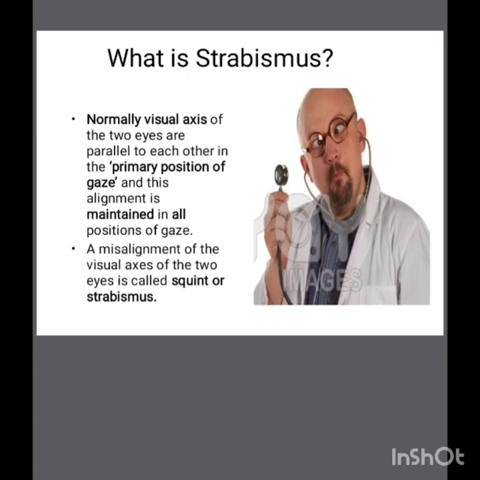So what is strabismus? Normally, the two visual axes of the two eyes are parallel to each other in primary position and other positions of gaze, but a misalignment of the two visual axes occurs in case of strabismus, and it is also called squint.